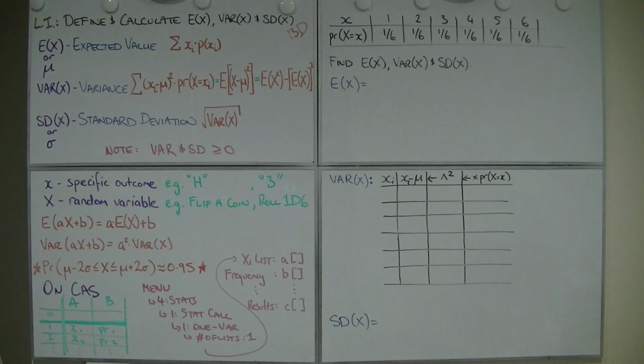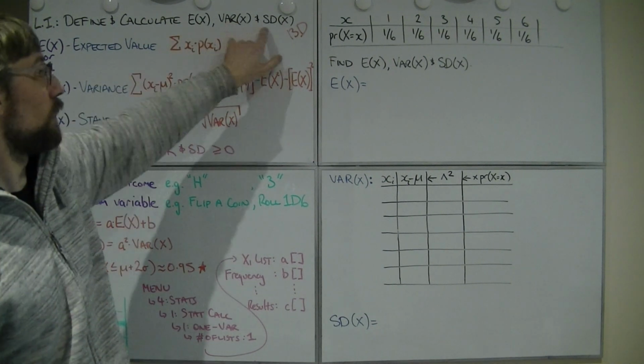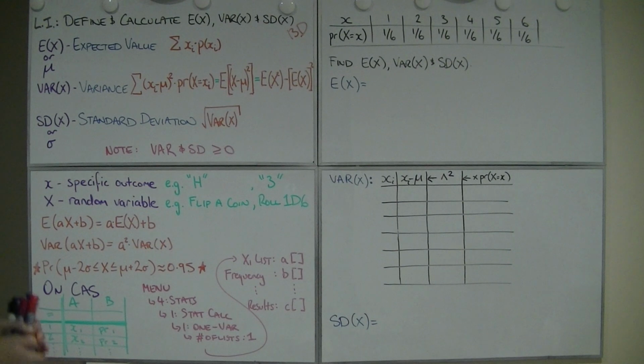Okay, define and calculate expected value, variance, and standard deviation. Unsurprisingly, these are really long words, so I've used the short version, but that's what they stand for. Just so you know, expected value can also be represented as mu. That's a Greek letter for it. And standard deviation can be represented by lowercase sigma.